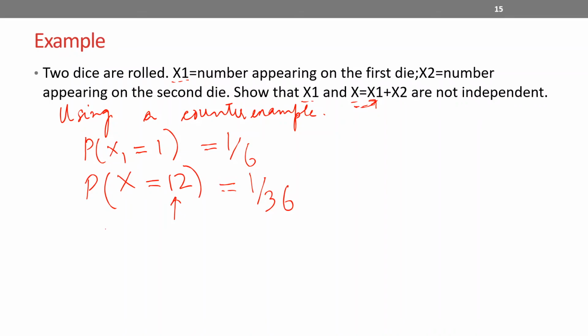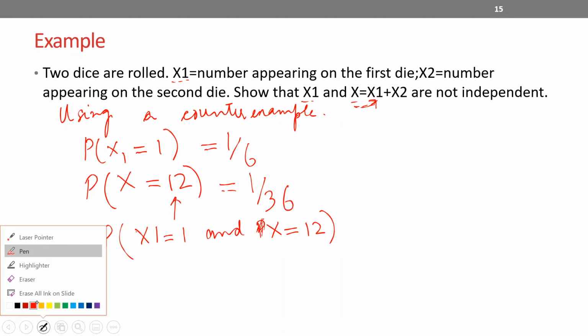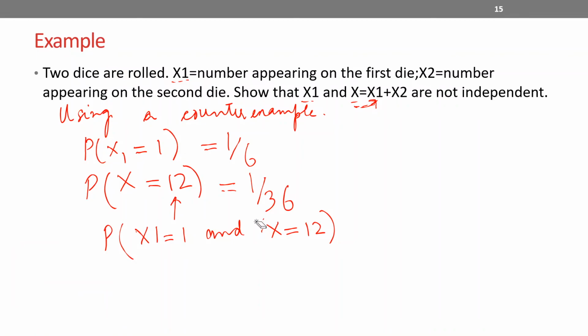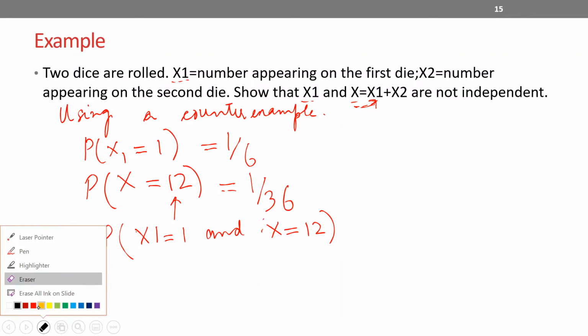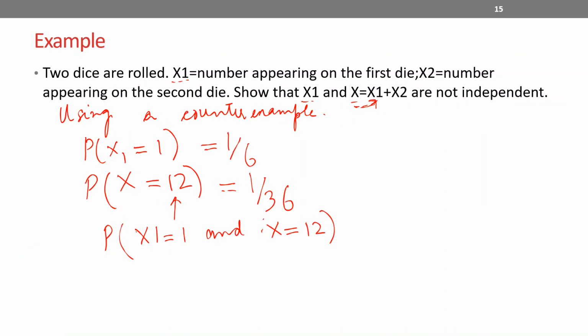Now, let me find out the probability of X1 equals 1 and X equals 12, right? So when do they overlap? These can never actually overlap, because if I'm getting X1 equals 1, no matter what value I get for X2, X will never be 12, right? So the joint probability of both of them is 0.